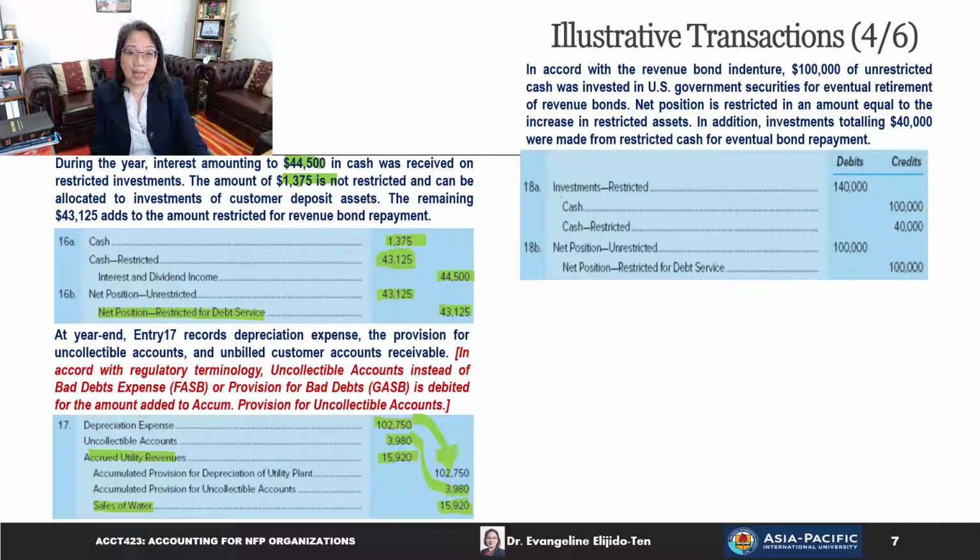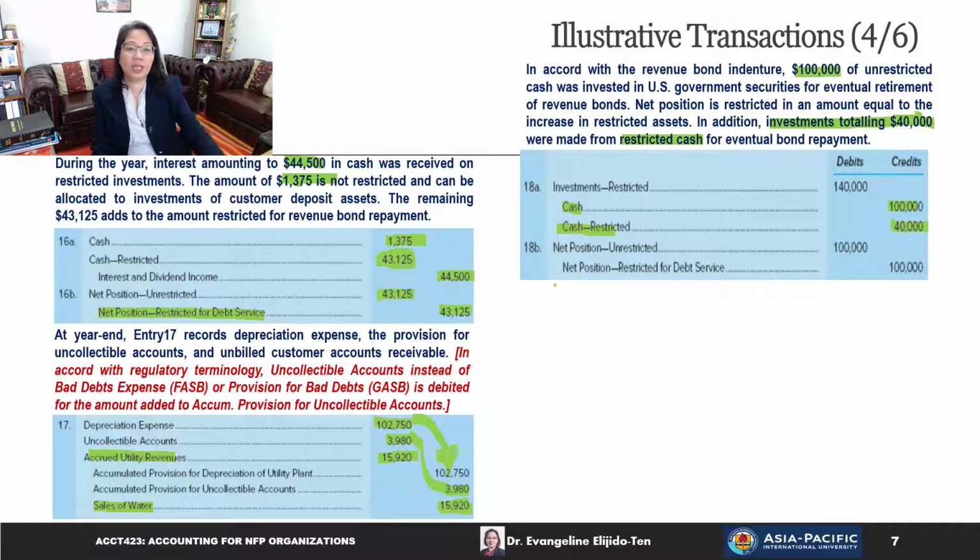In 18A, we debit investments restricted for the full amount, 100 plus 40,000, 140,000. We'll credit cash for 100,000 and credit cash restricted 40,000, because it says the investment totaling 40,000 were made from restricted cash. Okay.